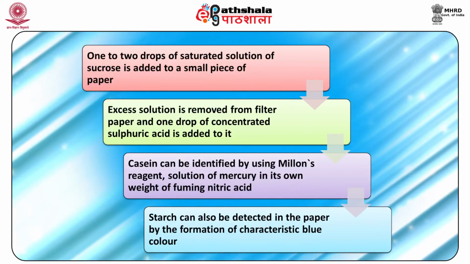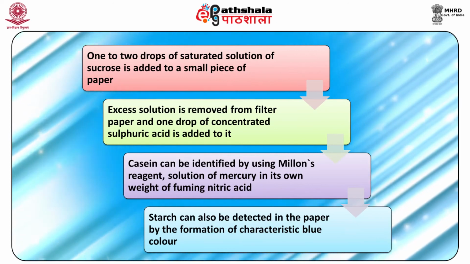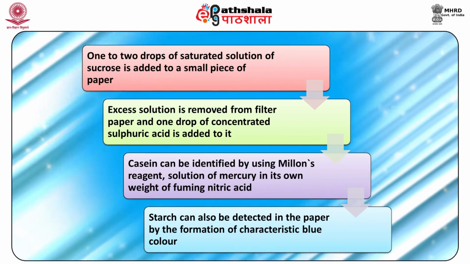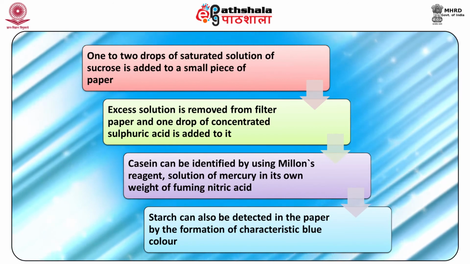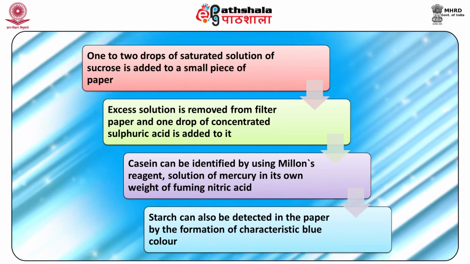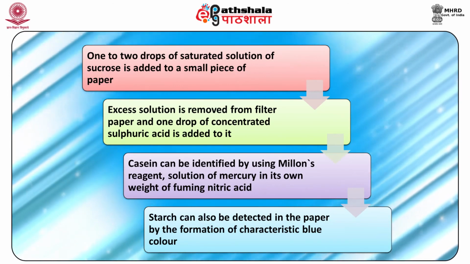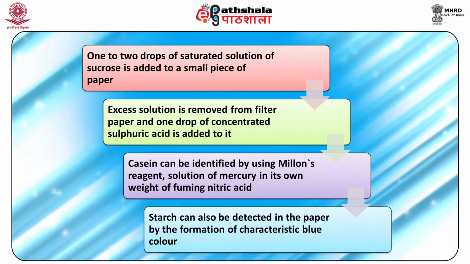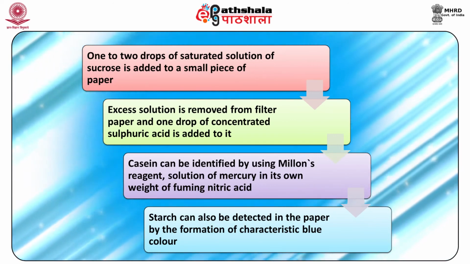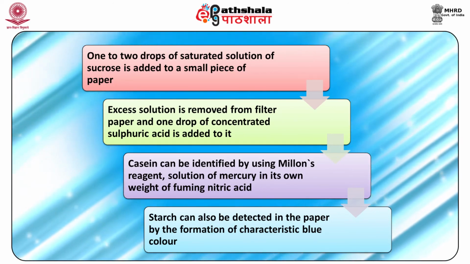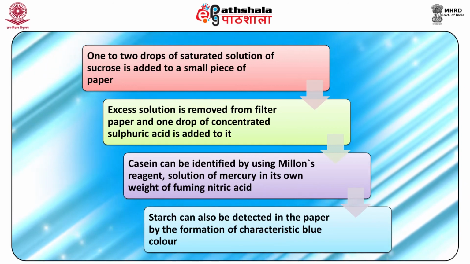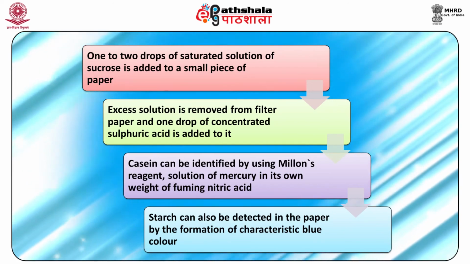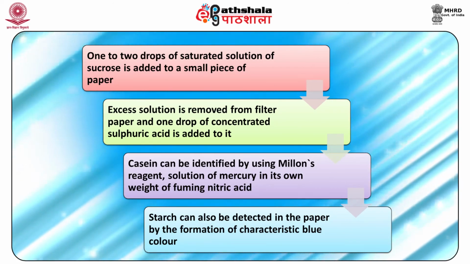Rosin is also one of the sizing agents which can be detected in the paper as follows. 1 to 2 drops of saturated solution of sucrose is added to a small piece of paper placed on a polyethylene tile. After 10 seconds, the excess solution is removed with filter paper and 1 drop of concentrated sulfuric acid is added to it. If a red raspberry color appears, then rosin is present.